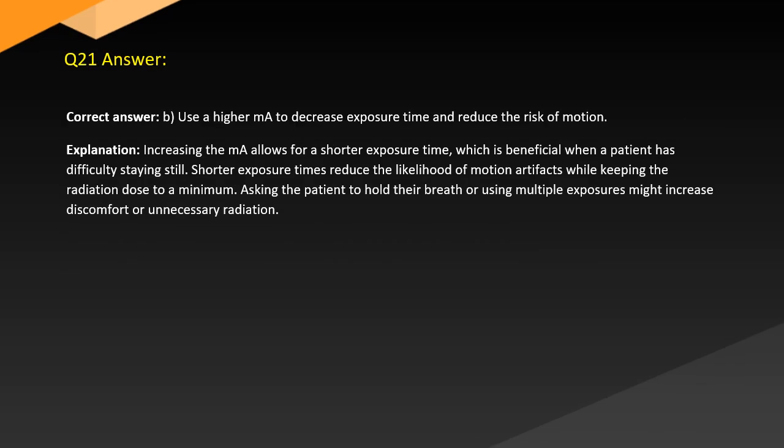Answer. Correct answer: B. Use a higher mA to decrease exposure time and reduce the risk of motion. Explanation. Increasing the mA allows for a shorter exposure time, which is beneficial when a patient has difficulty staying still. Shorter exposure times reduce the likelihood of motion artifacts while keeping the radiation dose to a minimum. Asking the patient to hold their breath or using multiple exposures might increase discomfort or unnecessary radiation.